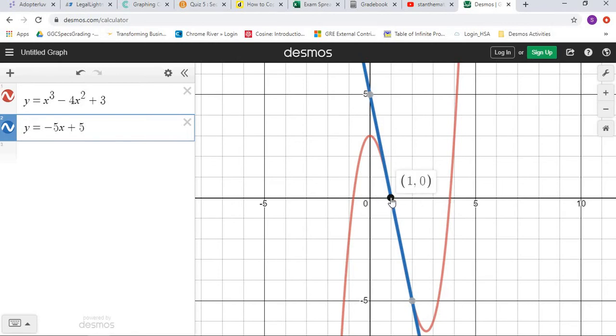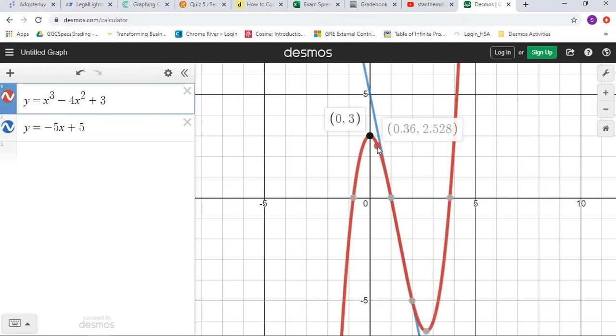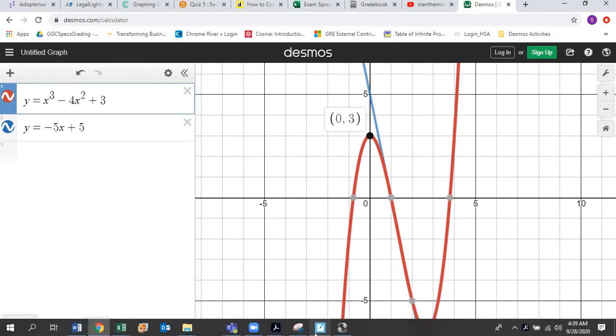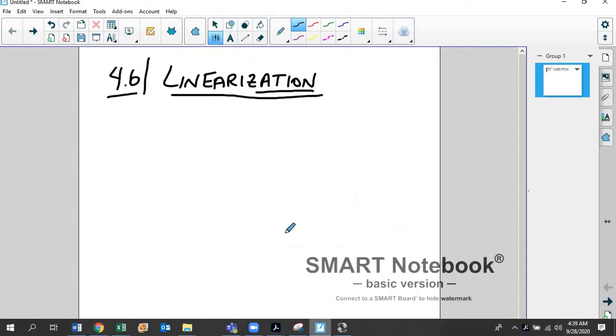But you can see that if you were to pick a number close to 1, say somewhere up here, 0.5. Okay, 0.5 is 2.5 on the blue, but when you go to 0.5 on the red, you're at 2.125. But those are very, very close, right? And so you can see how the straight line could be used to approximate values of the red line. So that's what linear approximation is. That's what linearization is. And that's all we're doing.